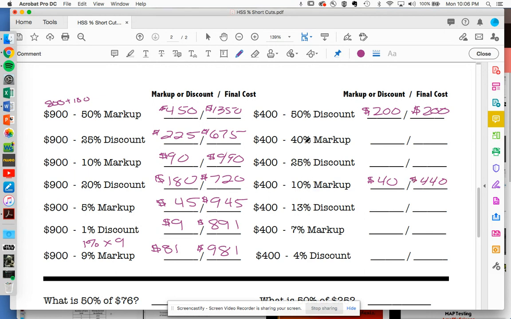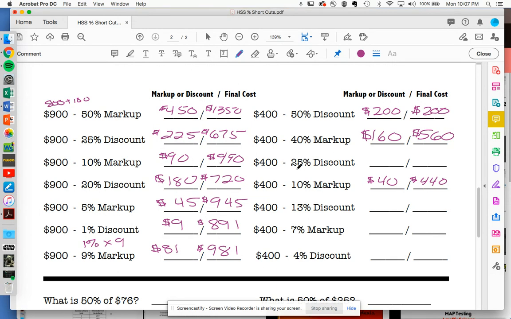Now I know 10%. How can I go to 40%? Well, how many 10%s make 40%? Absolutely 4. So what am I going to do to the $40? I'm going to multiply it by 4. So this will be $160. Since it's a markup, I add it and I get $560.